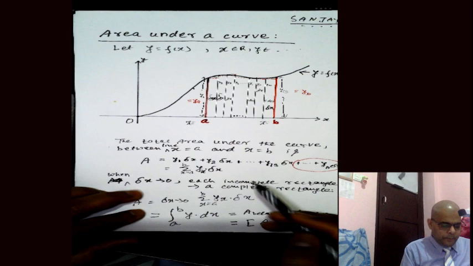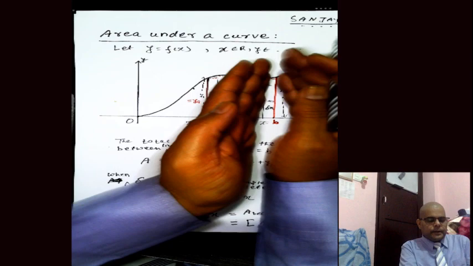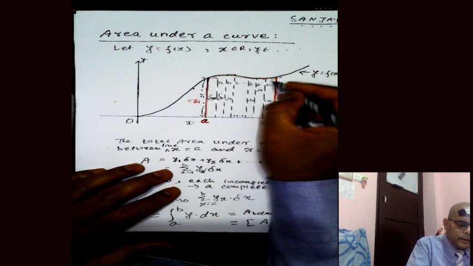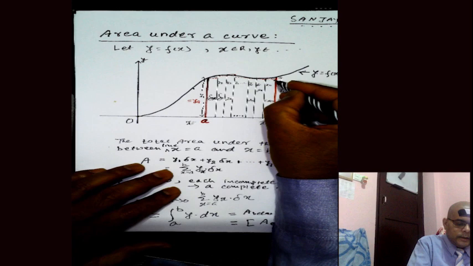But what happens when you take delta x tends to 0? That means as delta x tends to 0, you can consider a very large number of rectangles. When delta x is narrowed down, for example, this line will overlap another line, and when delta x is extremely small, it will give you the perfect rectangle over here.